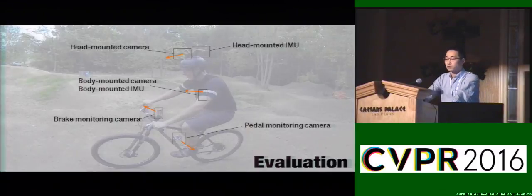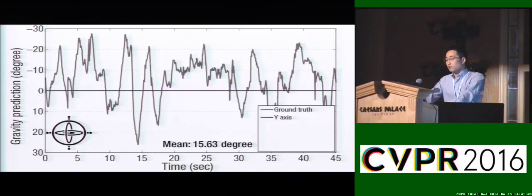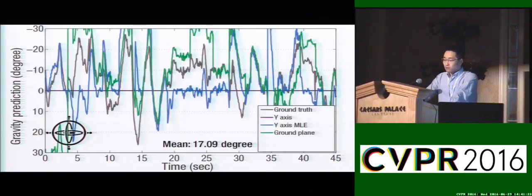Here we evaluate our system with body-mounted cameras and IMU. This is the ground truth gravity direction measured by the IMU. The Y-axis of the camera is a good predictor because the cameras are often oriented upright. This prediction can be improved by taking into account multiple frames. The surface normal of the ground plane is not actually a good predictor because the ground plane is often tilted.